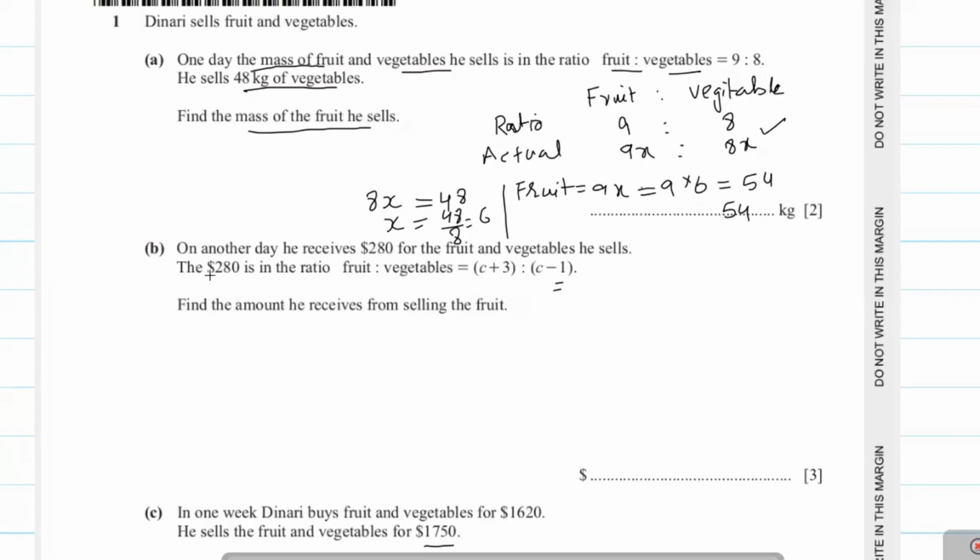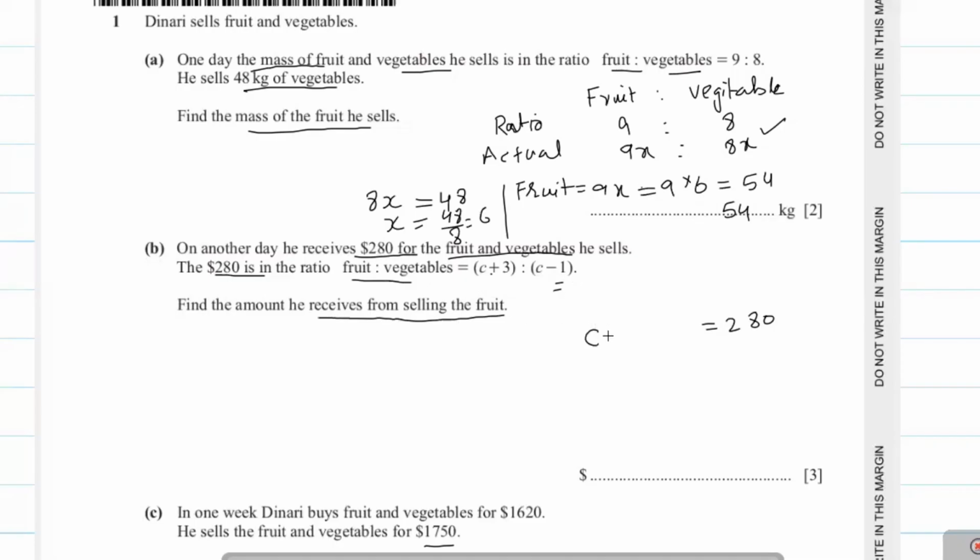answer. Part B, on another day he receives $280 for fruit and vegetables. He divides the $280 in the ratio fruit to vegetable. Find the amount he received from selling the fruit. Look here. Here is the total amount he receives, $280. He divides this value in the ratio c plus 3 to c minus 1.